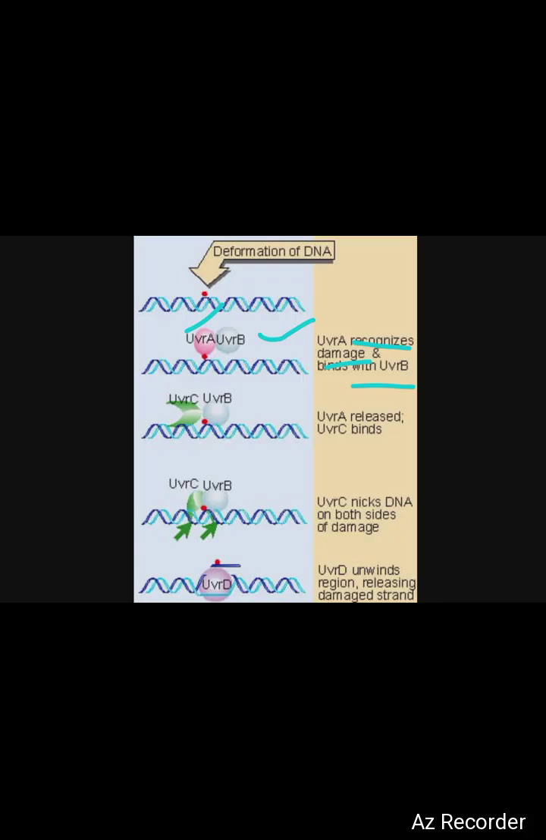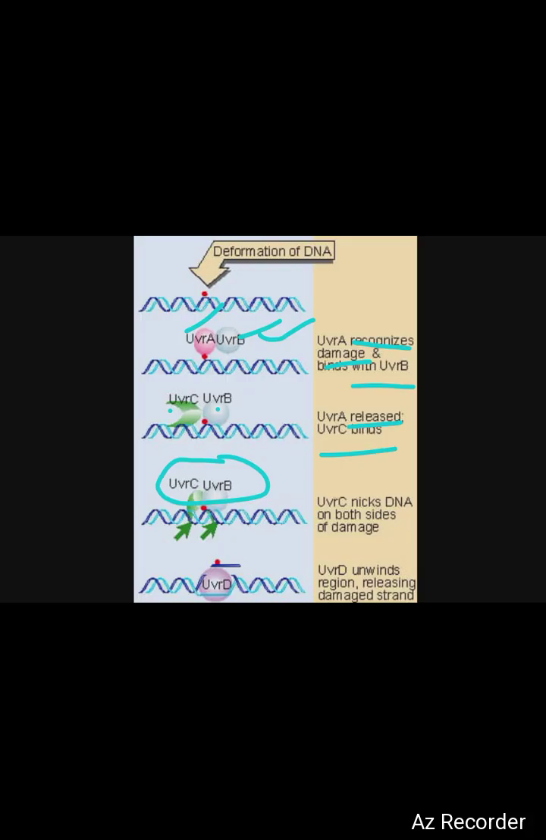Next, when UvrA recognizes the damage, it will bind with B, then it will leave off. UvrA will go off, then B will bind with C. Then UvrA is released, right? UvrC will bind here, this green color. Now, what is the function of C here? UvrC nicks the DNA on both sides of the damage. Here you can see, B and C will work here, right? B and C then cleave on the 3' and 5' sides of the damaged DNA site respectively.